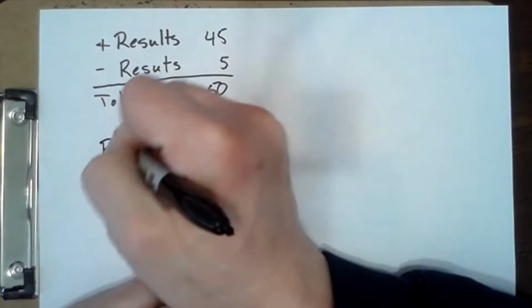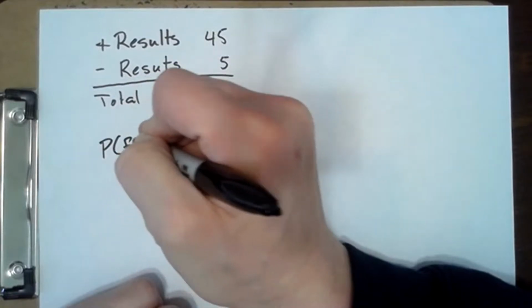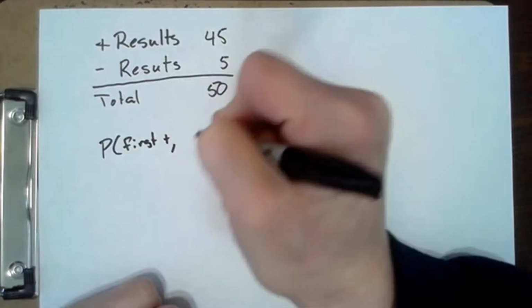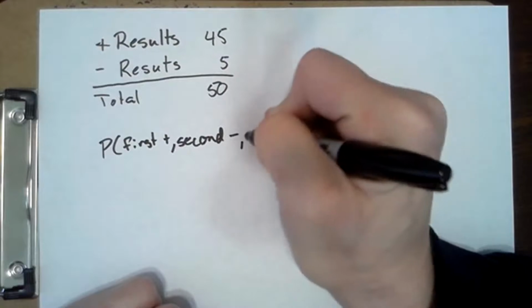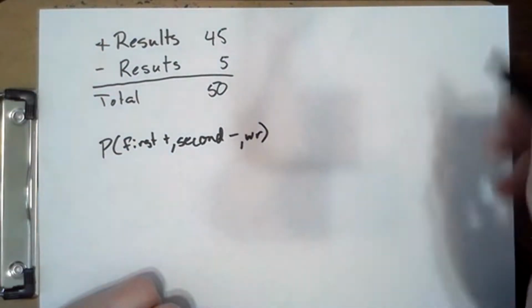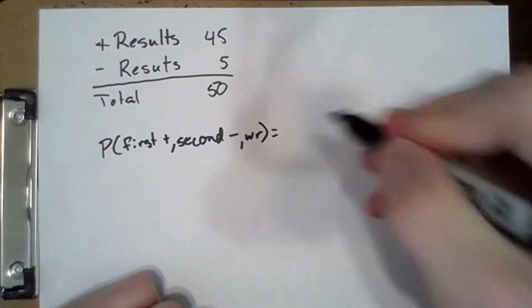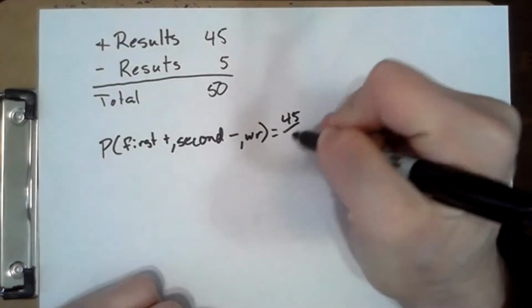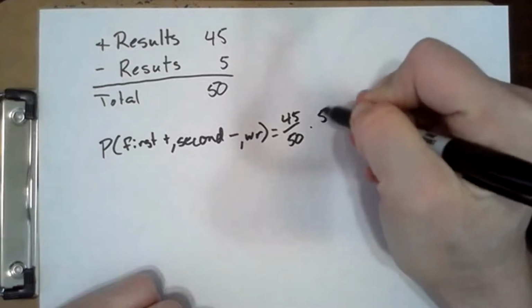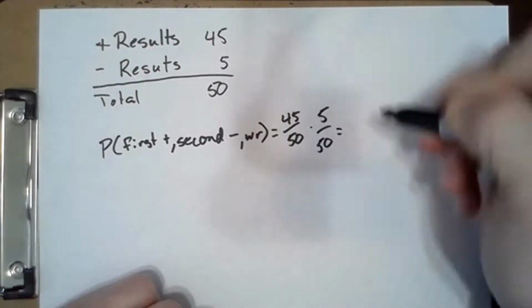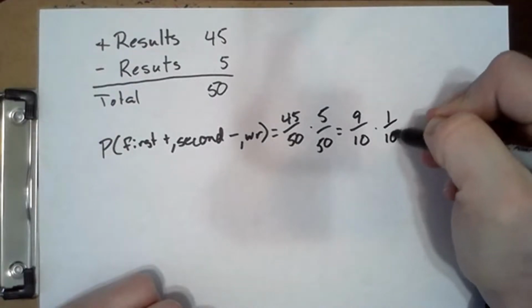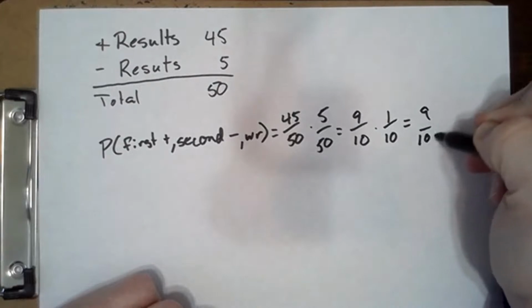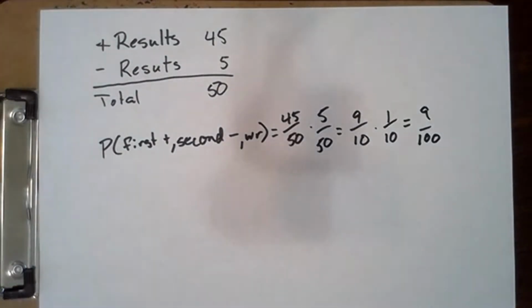So the probability of first positive, second negative, with replacement, is just going to be 45 over 50 times 5 over 50, which is the same as 9 out of 10 times 1 out of 10, or 9 out of 100. 9/100ths probability.